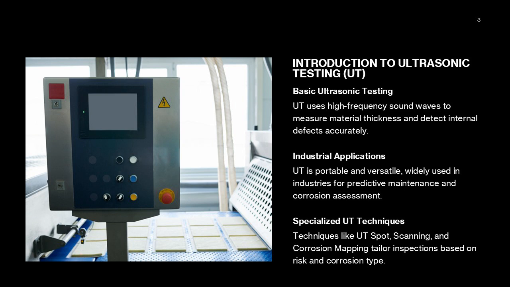Understanding the fundamentals of UT is essential before delving into specialized applications such as UT spot measurements, UT scanning, and UT corrosion mapping, each of which serves different objectives depending on risk levels, asset criticality, inspection coverage requirements, and corrosion morphology. These techniques form a spectrum of inspection intensity ranging from single-point checks to high-density mapping, enabling engineers to tailor inspection approaches to operational and safety needs.